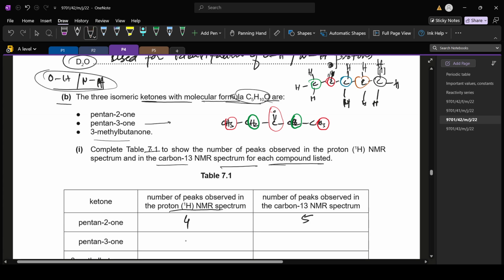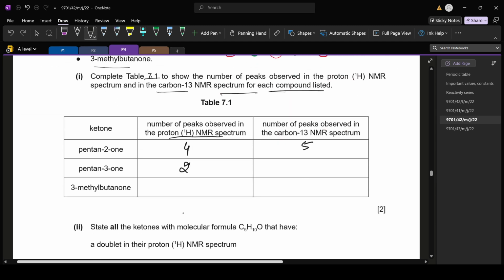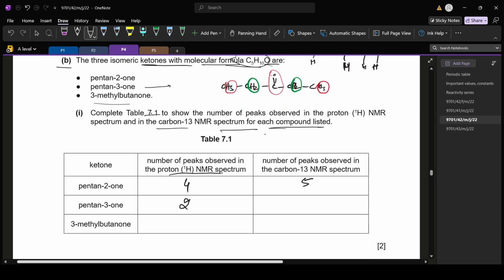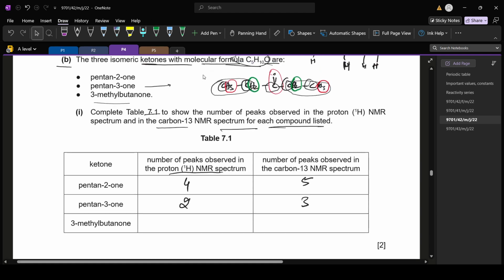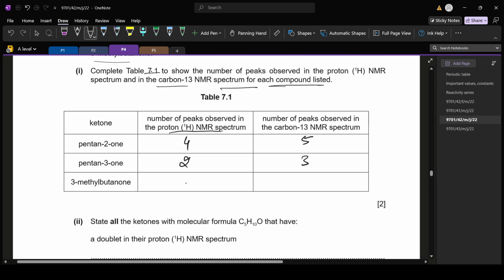Okay, so two peaks will be shown in the pentan-3-one proton NMR spectrum. And then the environment of carbon. If you see, these two carbons are in the same environment, and these two carbons are in the same environment, and this carbon is in a different environment. So there will be three peaks. Okay, three peaks. Now moving towards the last, the 3-methylbutan-2-one.